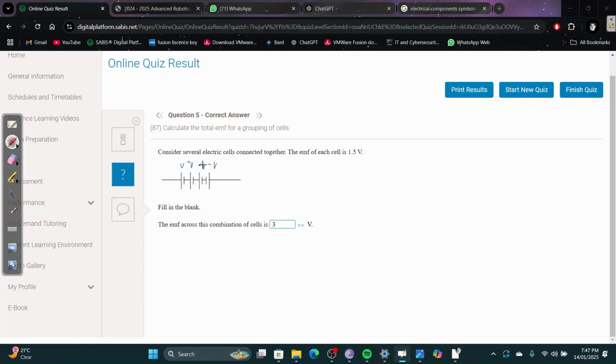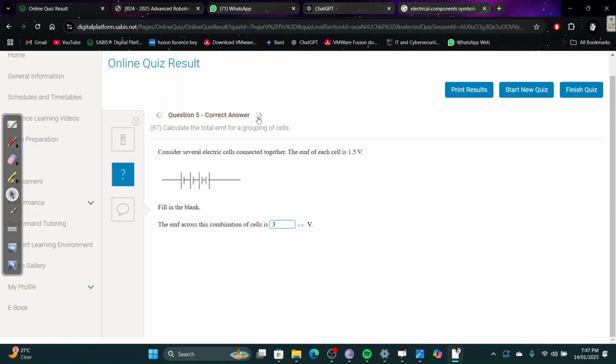So then you just substitute the value, 1.5 plus 1.5 plus 1.5, which is 4.5, then subtract 1.5, which is 3. It sounds confusing, but all you need to know is, if they're connected like this, you add the voltages. If they're connected like this, you subtract. And then you just apply it to extended cells.